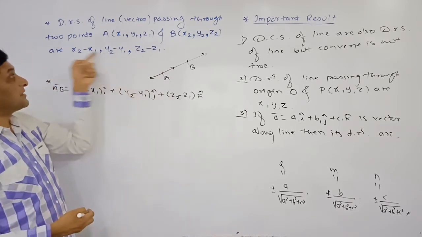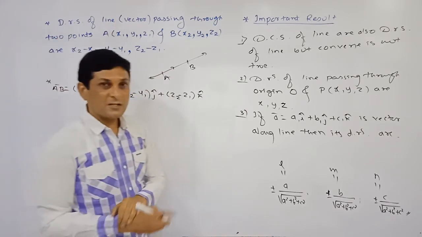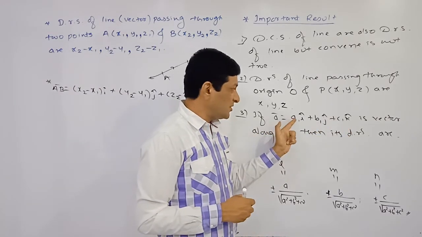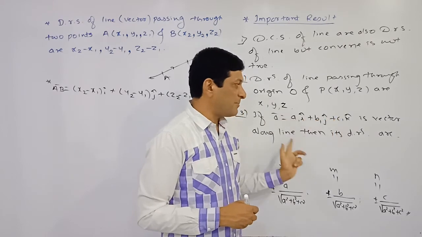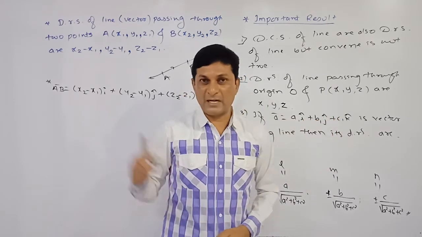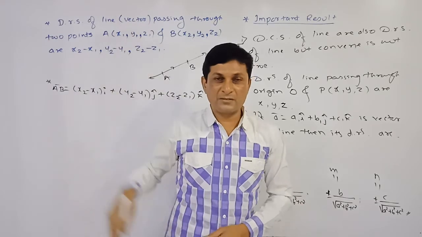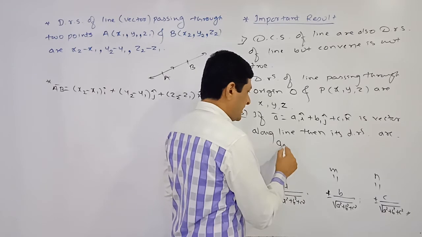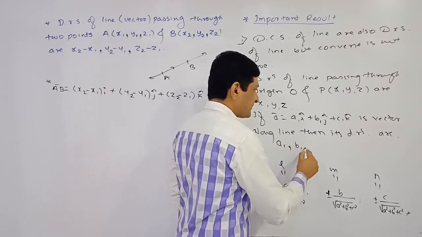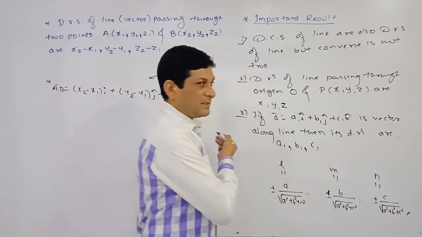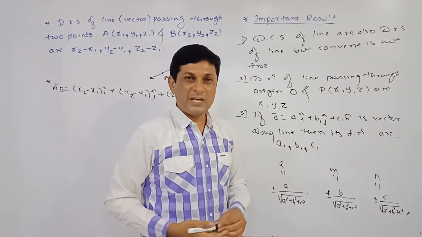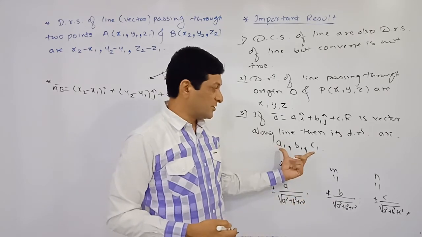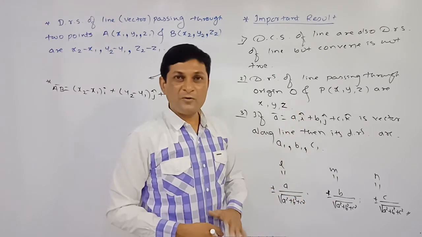And these three values are nothing but direction ratios. Here also one vector along the line is given to us. That's why here also we can say that the coefficients of I cap, J cap, K cap are nothing but direction ratios of that line. Already we have proved it in this result. So here we can say that direction ratios are A1, B1, C1. Means if a vector along the line is given to us, we are able to find its direction ratios. Or in other words, if direction ratios are given, we are able to find a vector along the line.